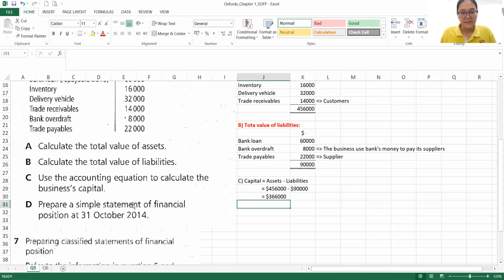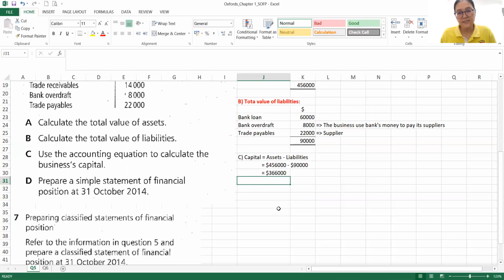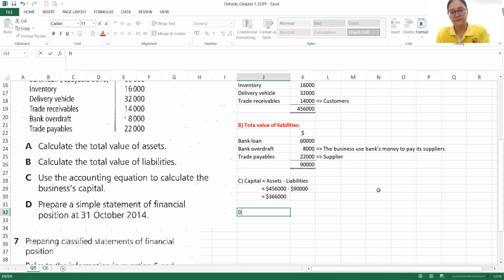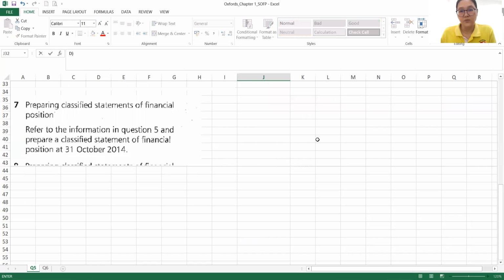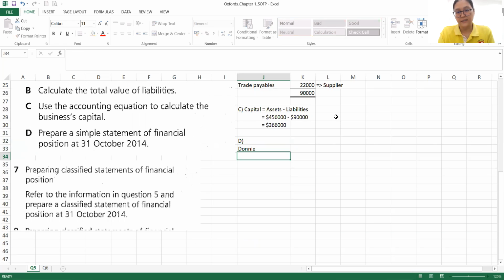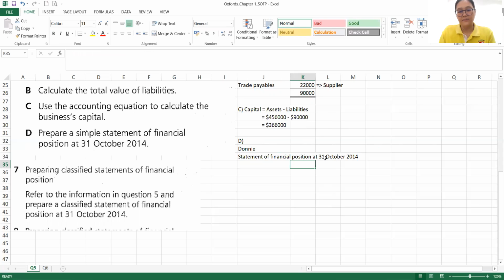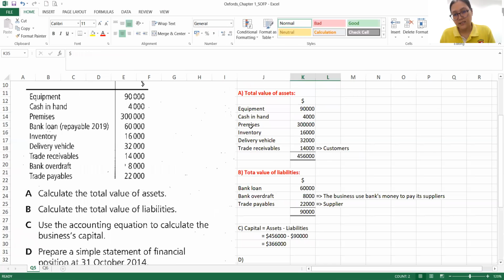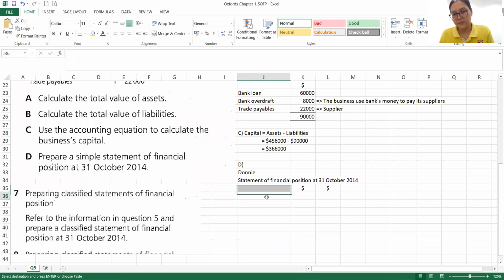Now they ask to prepare the simple statement of financial position. If it's just a simple statement of financial position, you will have the situation like example for the D. We put the header. If you have the name, here this is Donnie. So we put the Donnie. After that, statement of financial position. At when? At 31st October 2014. If you just say simple, that means we don't need to differentiate much about the section, but we'll only take all these items, put into here.